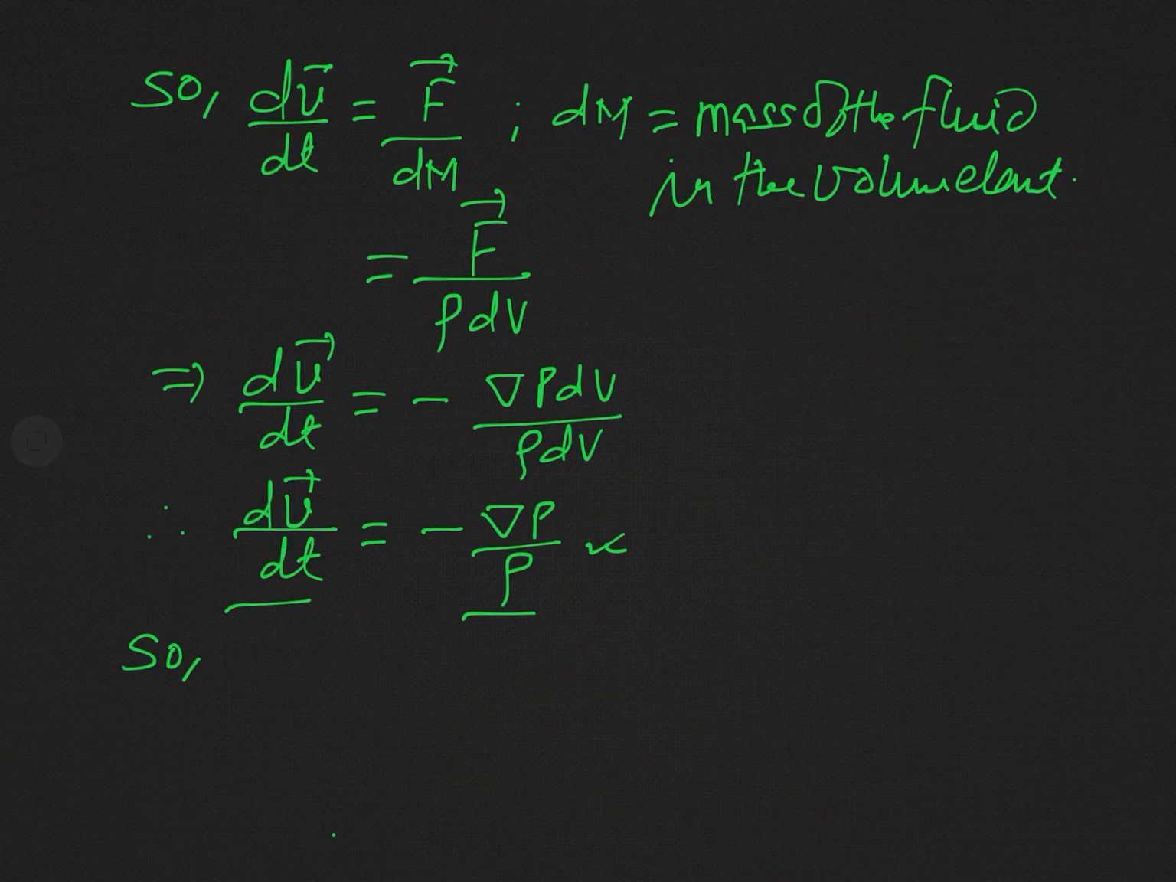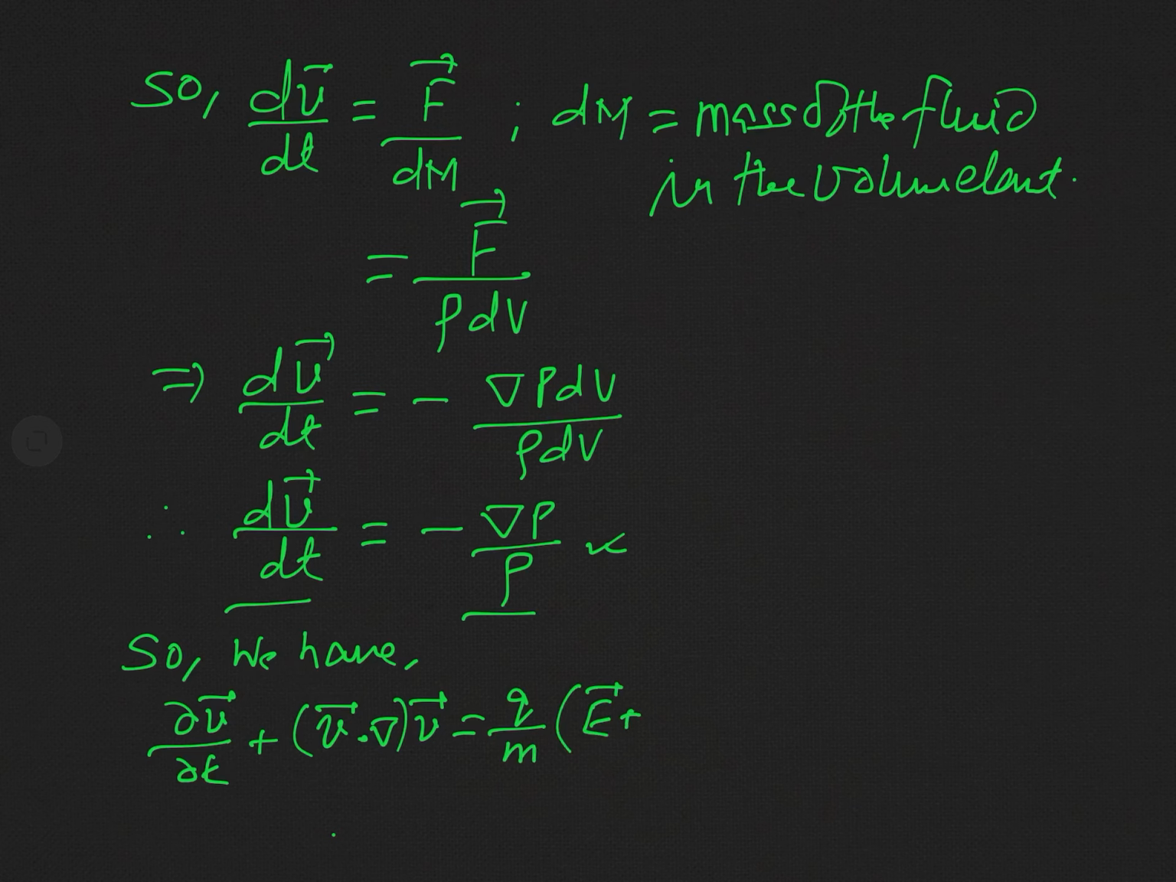So what will be our result? dv by dt is actually equal to del v by del t plus v dot del v, and this is equal to, see the above equation, q by m into E plus V cross B minus nu C into V plus G, and now this term will be added: minus del P by rho.